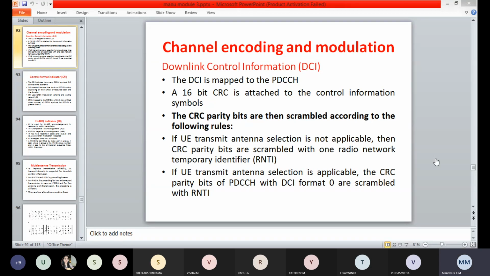The CRC bits are then scrambled according to the following rules. The first rule: if the user equipment transmit antenna selection is not configured, the CRC parity bits are scrambled with one radio network temporary identifier, that is the RNTI, which is the user identity. Then the UE is able to detect its own DCI.